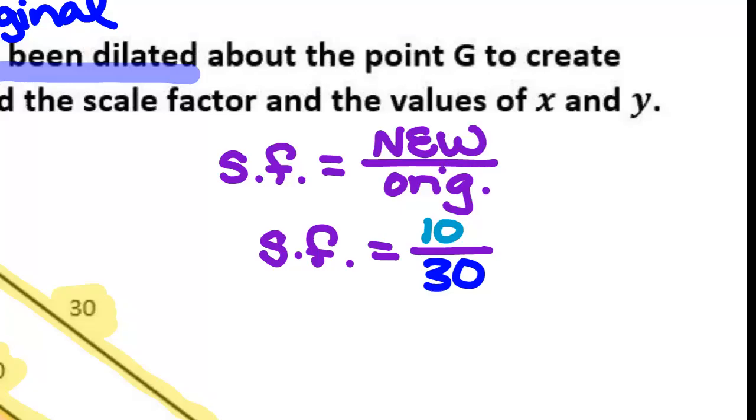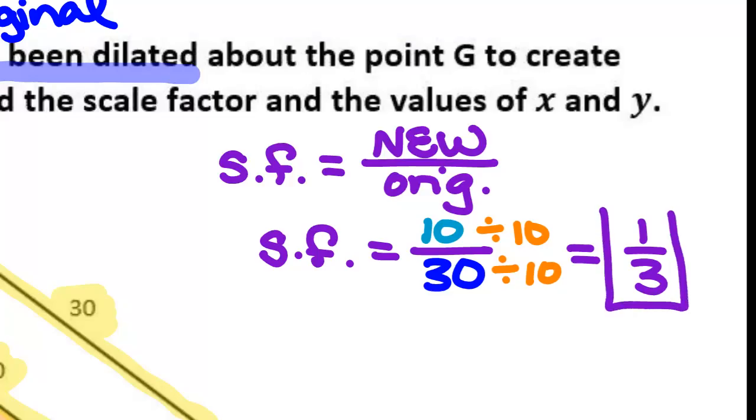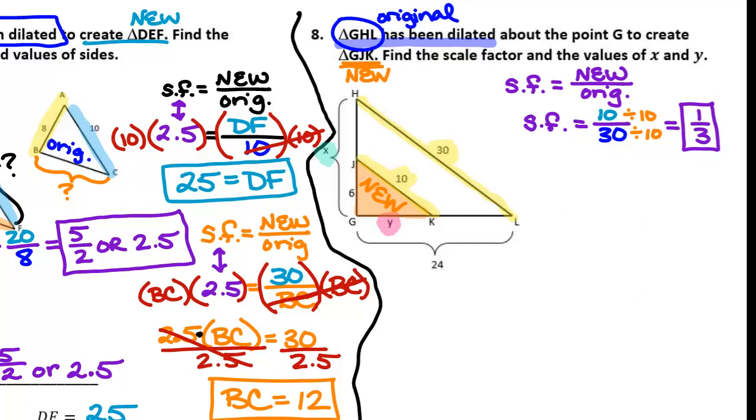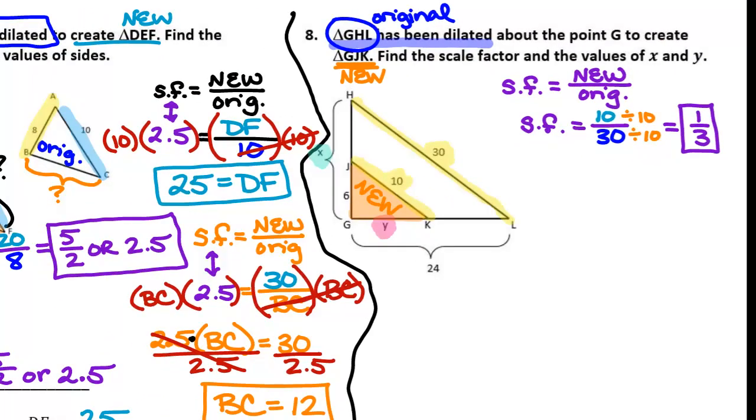Can I reduce this down at all? What goes into both? 10 goes into both. So what's my scale factor? 1/3. I'm going to leave that written as the fraction because when I go to find these missing sides, I don't want to use a rounded decimal. So when I'm using the scale factor to find other things, if it doesn't come out to be a nice pretty number like 2.5, which stops on my calculator, I want it in its fraction form so that I get an exact answer when I go to find my missing sides. All right.